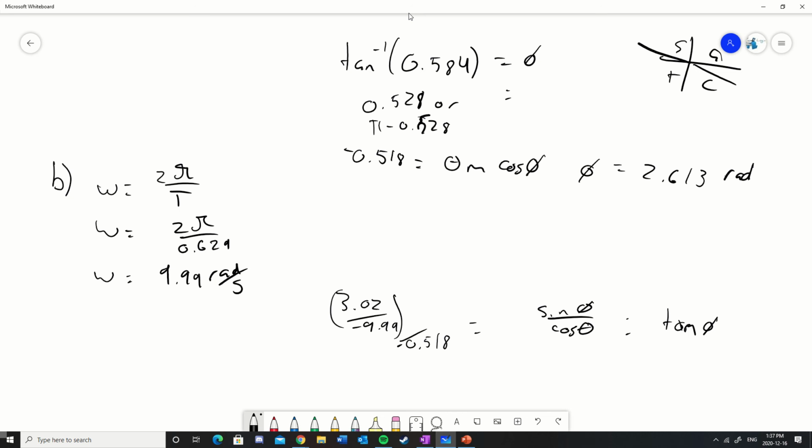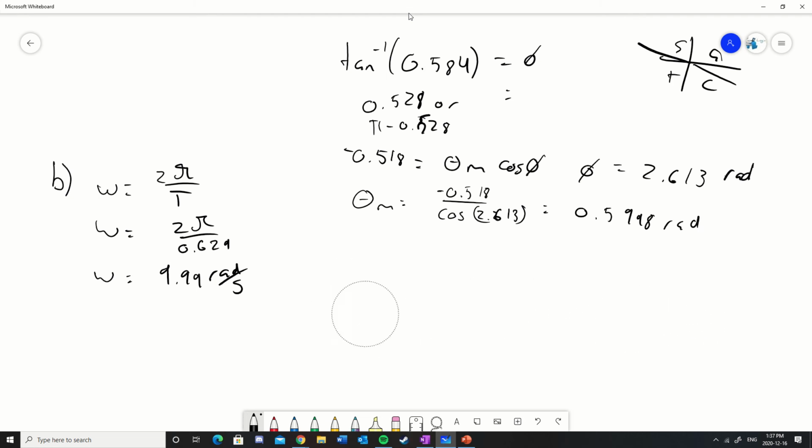And from there, it's relatively simple. We can find our amplitude by simply doing 0.518, which is an equation we found earlier on, over cos phi, which is equal to 0.5998 radians. And from there, we've got all of our data. We can simply write out the final equation.